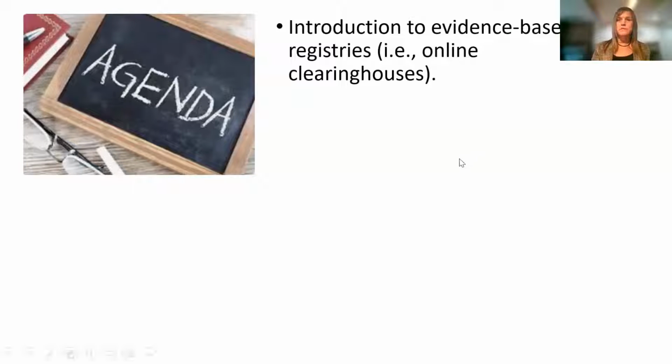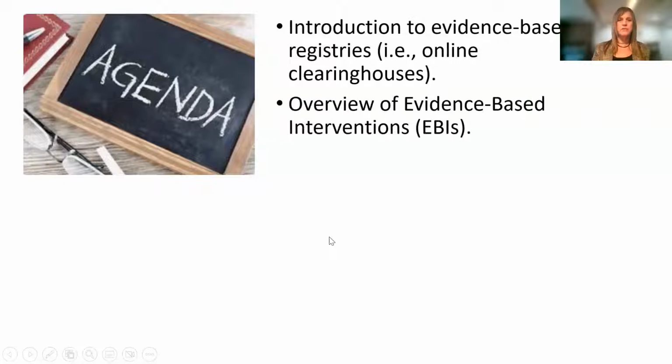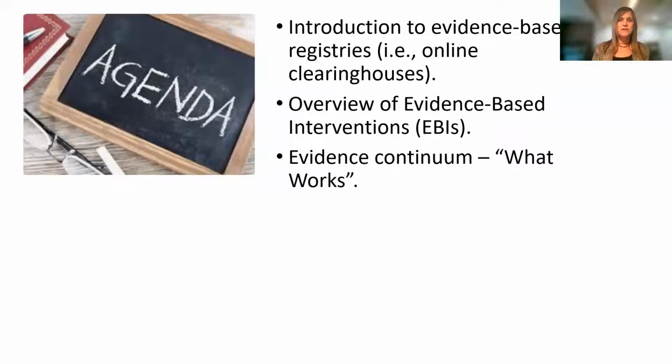So quickly, what are we going to accomplish here today? Well, first of all, we're going to talk about what are evidence-based registries. Another term used for evidence-based registries is online clearinghouses. We're also going to give an overview of evidence-based interventions that are housed within these online clearinghouses. And then I'm going to talk briefly on what we call the evidence continuum. I heard Laura mention that briefly in her intro in terms of the kinds of webinars you might have received in the past. And today's focus is really going to be, when we think about that evidence continuum, highlighting that piece that identifies interventions that, quote, work.